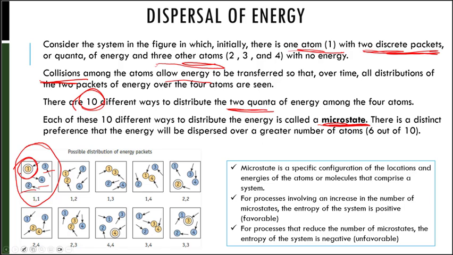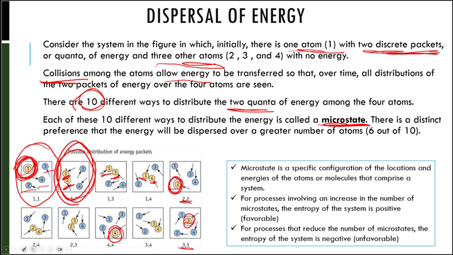I could have both packets of energy being on the first particle. I could have both packets of energy being on the second. I could have both being on the third, right here. I could have both being on the fourth. But there is a greater chance that it will be dispersed among other particles, like here. That one packet would be on particle 1 and one would be on particle 2. Or that one would be on 1 and the other would be on 3. Or that one's on 1 and the other's on 4.